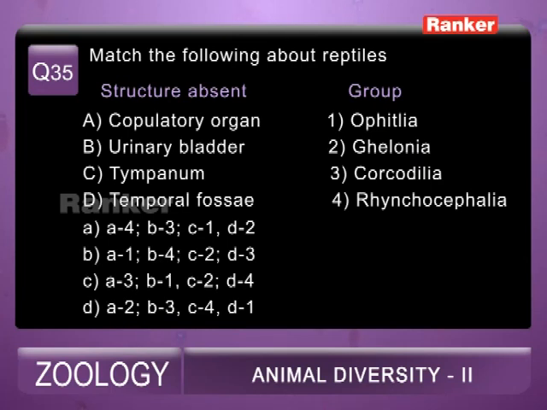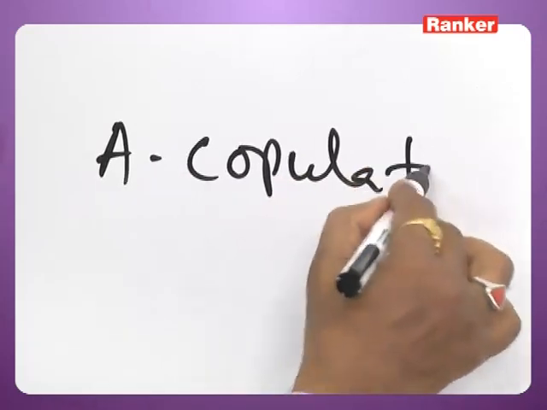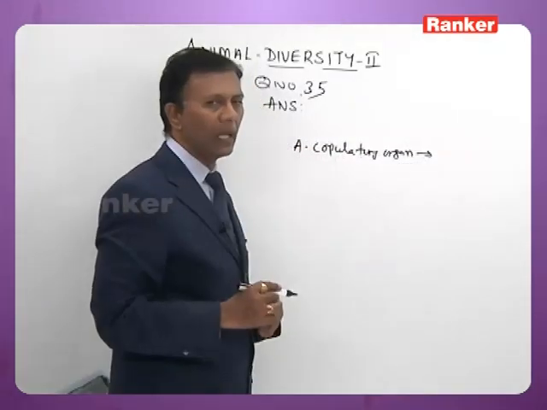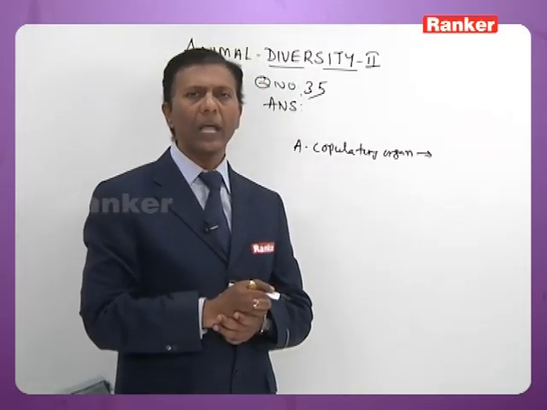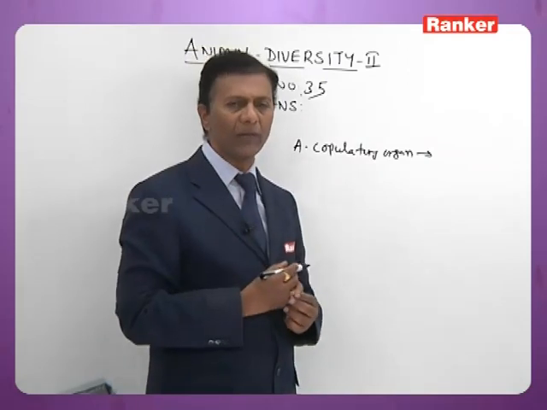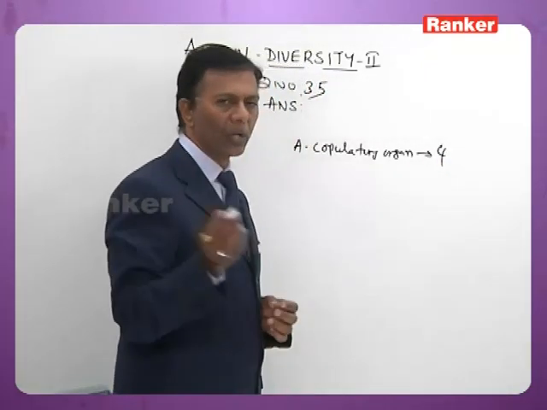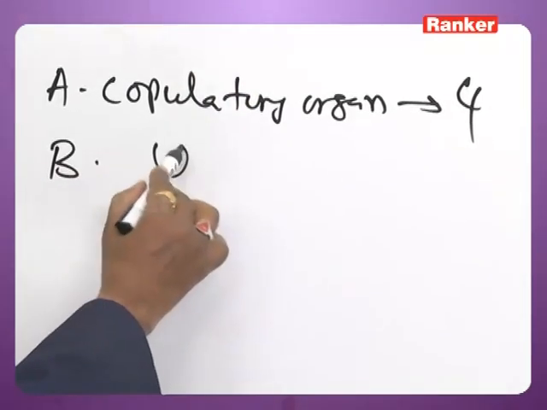Now the 35th question, match the following about reptiles. Structure absent and group. A, copulatory organ. Copulatory organ is absent only in Sphenodon. All other reptiles have a copulatory organ, absent only in Sphenodon, and Sphenodon belongs to Rhynchocephalia. So the 4th option is correct for A. Next is B, urinary bladder.